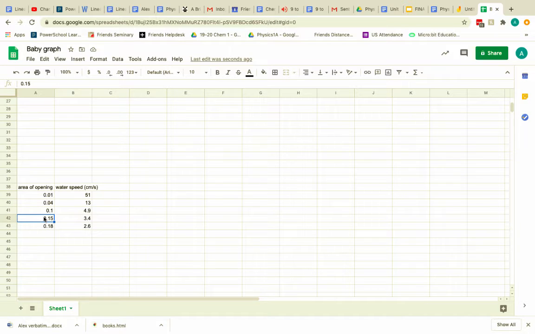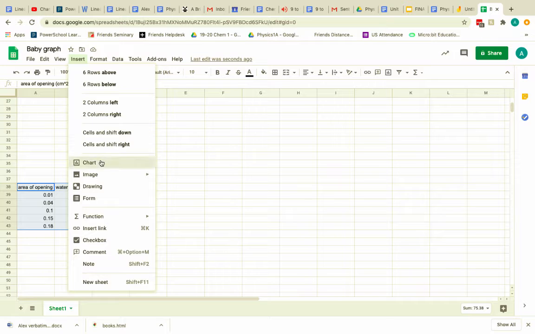And the water comes out, of course, because there's a hole. But the bigger the hole is, the slower the water comes out. So I might want to predict, for a new area, what would the speed be? So I'll do the same thing I did before. I'm going to start by graphing the data.